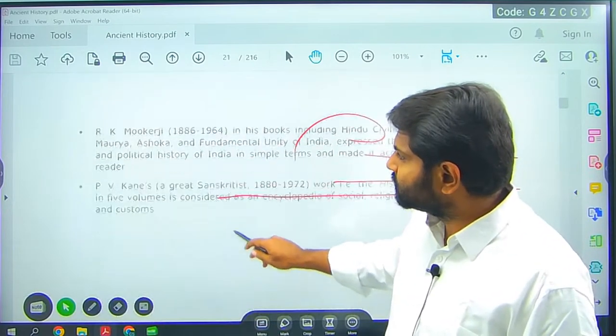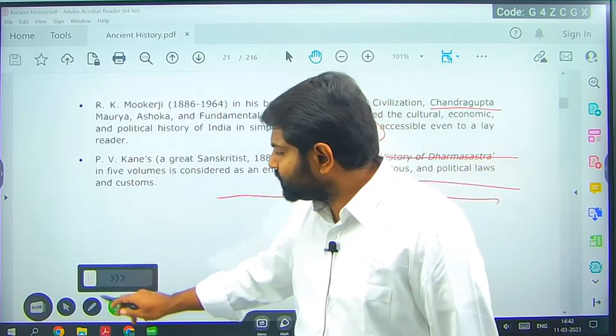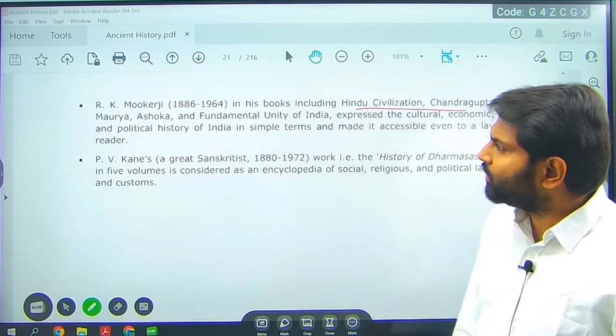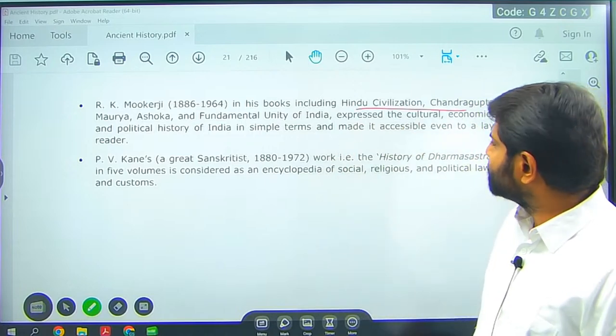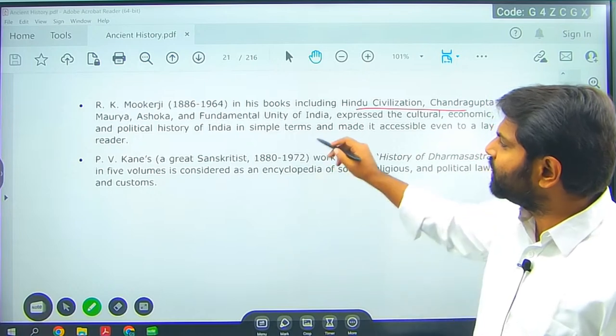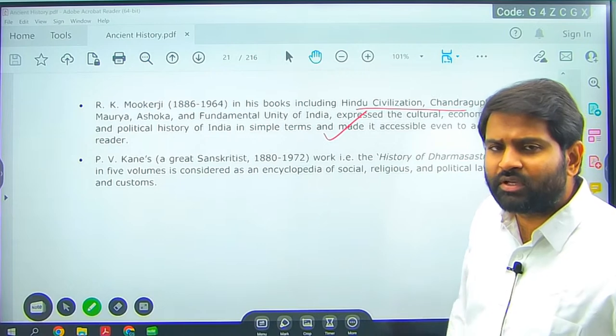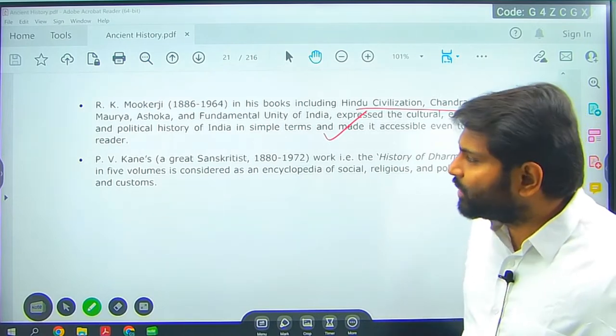Nilakanta Sastri. And if you talk about Mukherjee, in his books including Hindu Civilization, Chandragupta Maurya, Ashoka, Fundamental Unity of India, he expressed the culture, economic, and political history of India in simple terms, made accessible to every reader. So Mukherjee is one of the persons who made the common man understand history.